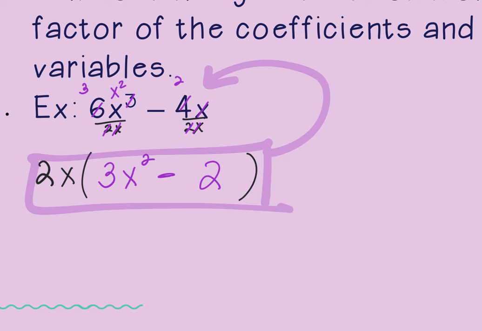Yes? When we're doing this on the test, it's gonna say factor. But if it doesn't, then we just do what we did around last week. Correct.